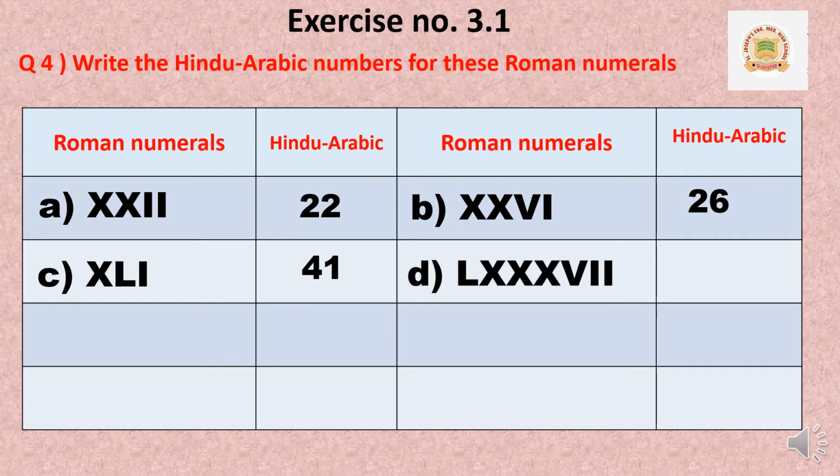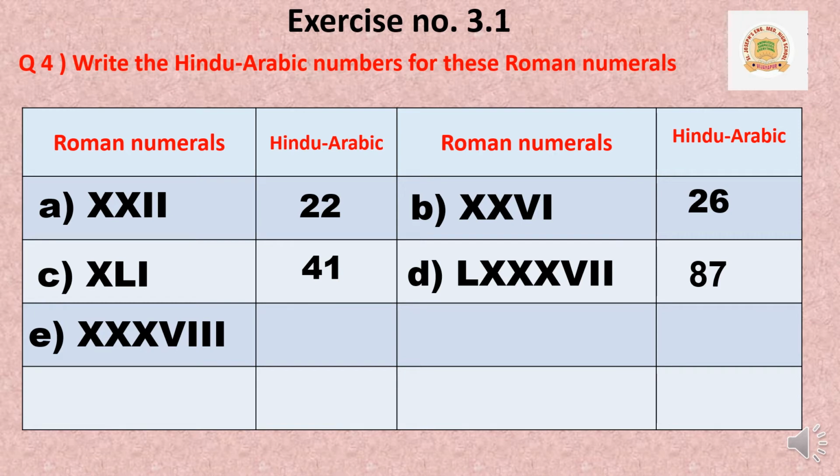Next D. L is there, afterwards X is there. That means we have to add this. L is 50, 1X is 60, 2X is 70, 3X means 80, again V means 85, 2I means 87. The answer is 87. Like this you have to say and write, children, what you are adding and what you are subtracting in the letters.